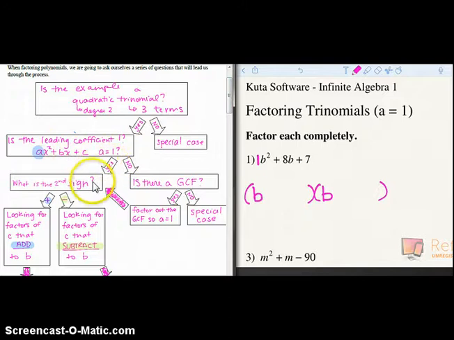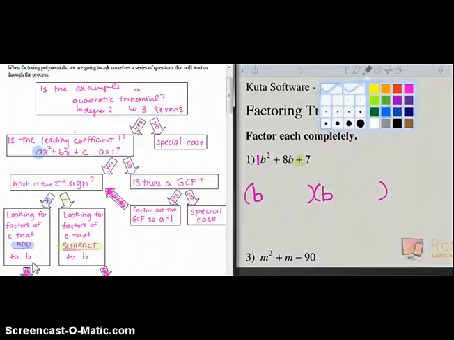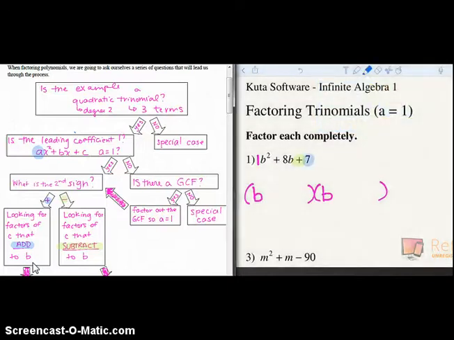The answer was yes. So what is the second sign? This is the step I'm on. The second sign is this right here. In this case, it's a plus, so I follow the plus. I'm looking for factors of c that add to give me b. So factors of c in this case is 7. So factors of 7 that add to give me 8. Well, 7 and 1. There we are. So I'm going to put a 7 in here and a 1 in here. It doesn't matter. I could have done this as well. Order doesn't matter. The commutative property of multiplication tells me that.